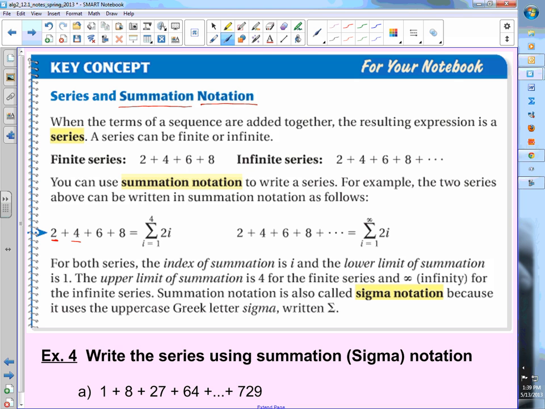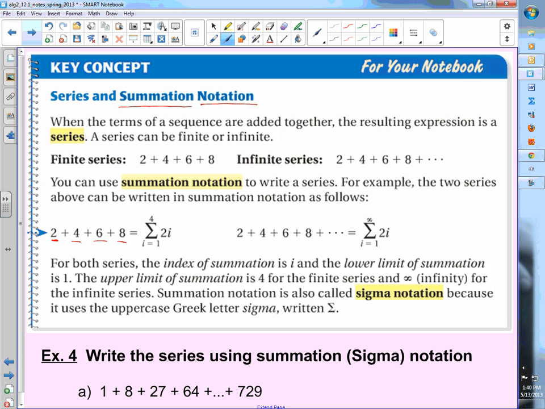The next number for i would be? No. The next number for i will be 3. When you plug in 3 for i, the third term is 6. The number on the top tells you when to stop for i. It tells you the last thing to plug in for i. When you plug in a 4, that's where the 8 comes from.